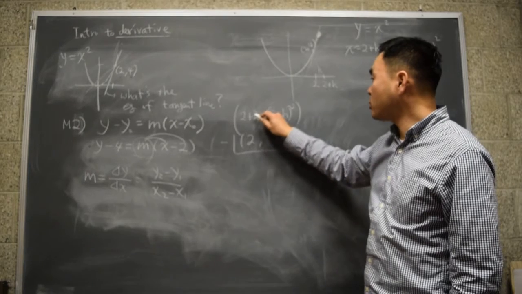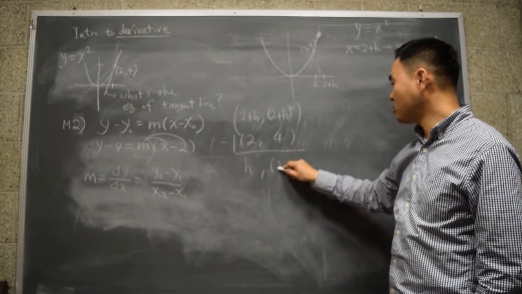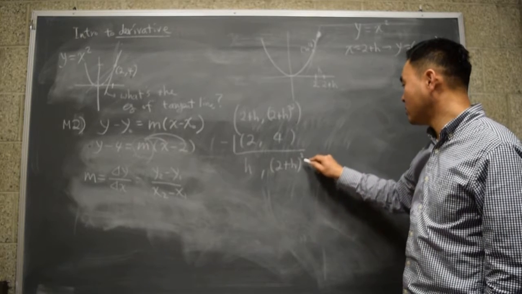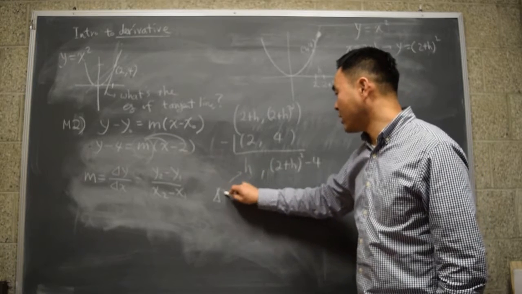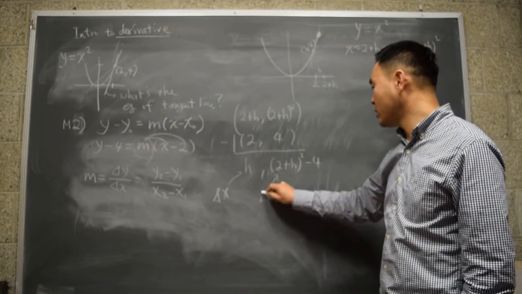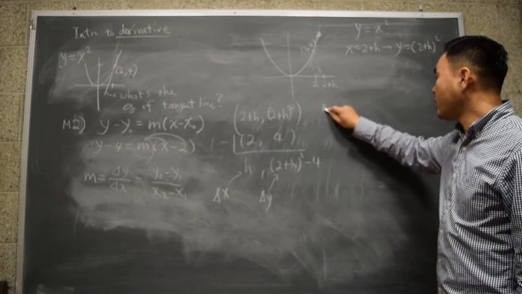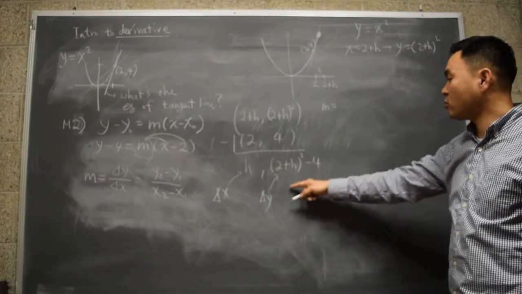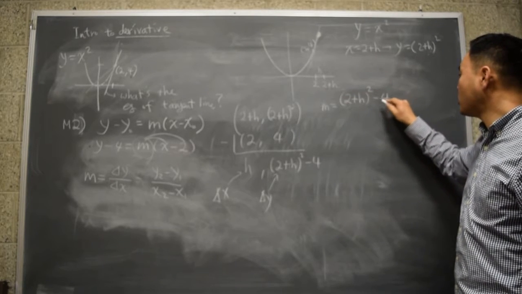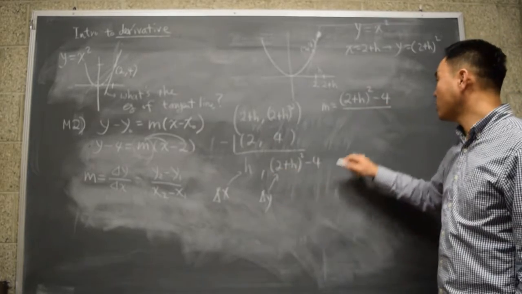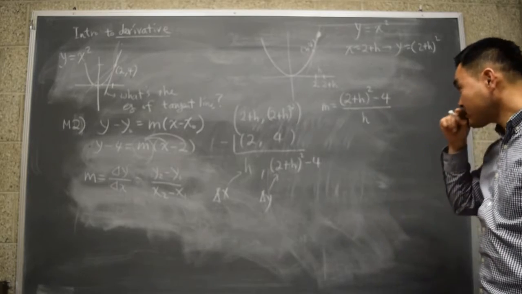Subtract: 2 plus h minus 2 is h. This one is pretty complicated, I'll just write it like that. So this is a change in x, and that's a change in y. So we have slope m equals change of y, 2 plus h squared minus 4, over change of x. So that's the slope of the secant line.